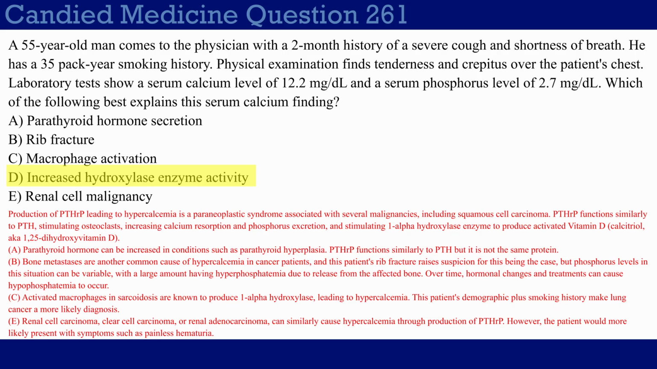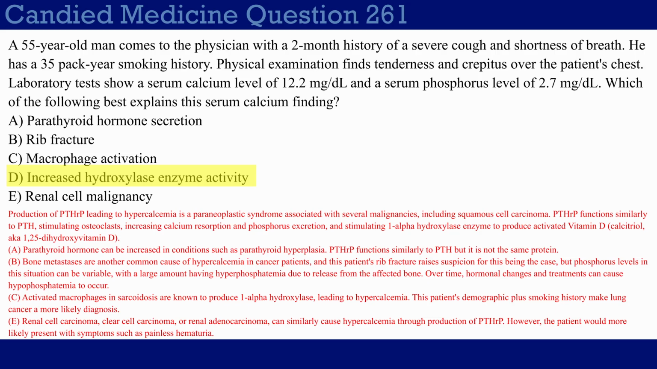Choice C, macrophage activation. So activated macrophages in sarcoidosis can produce 1-alpha hydroxylase, which of course ends up having a similar effect to what you see here, because 1-alpha hydroxylase of course leads to activated vitamin D, so you'll have hypervitaminosis D in sarcoidosis. But mainly here, it's based on demographic. You have a 55-year-old man, whereas with sarcoidosis, you tend to think young, maybe 20s to 40s for female, more common in African Americans. And sarcoidosis isn't really associated with smoking.